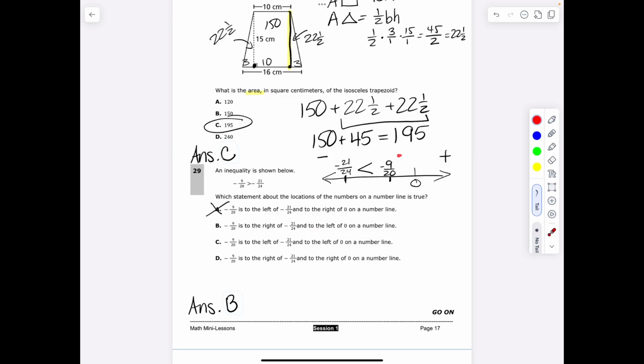So -9 over 20 is on the left side of 0. So yeah, and that's why that's the correct answer. The other ones have some things that are, both statements have to be true.